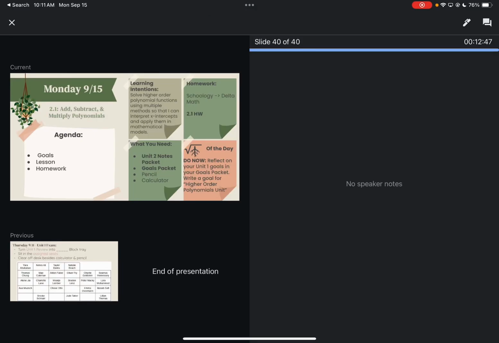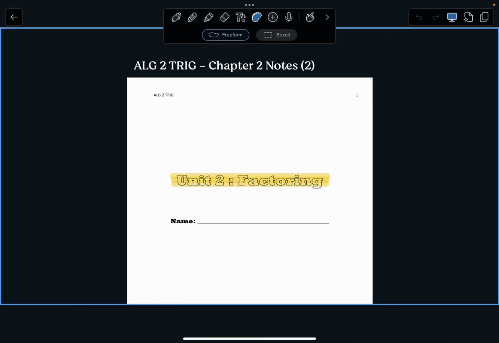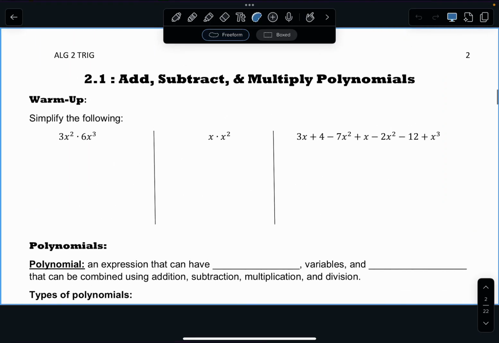So things that maybe aren't linear, meaning we have more than an exponent of 1 on x, and we're subtracting these things, we're adding these things, we're simplifying these things. A lot of this stuff is from Algebra 1. So in our notes, technically the unit's called factoring. It doesn't match that in your goals packet because I didn't make the goals packet, the district did. So that's why it says higher order polynomials on there. But we're factoring this unit. That's what it's all about.